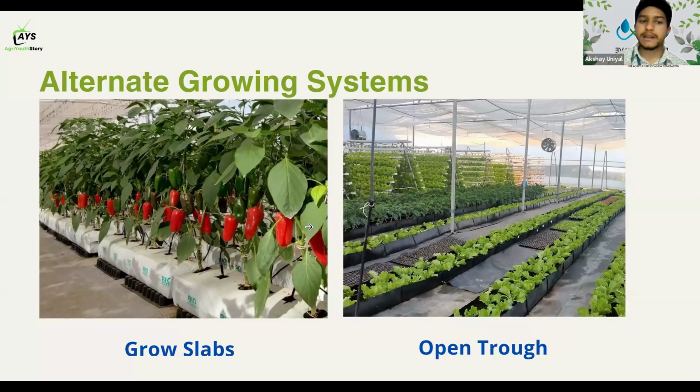We need a completely sterile growing media. So vermicompost and manures we cannot use in hydroponic systems. Ms. Neha, I think I have answered both, yeah, okay.